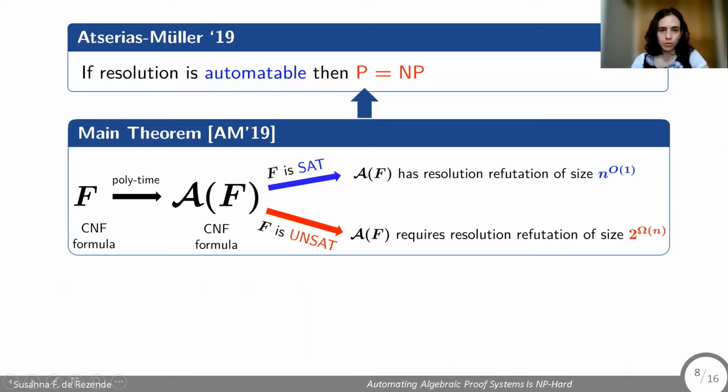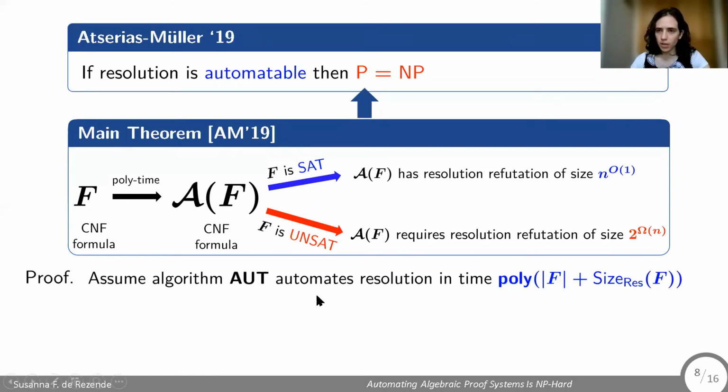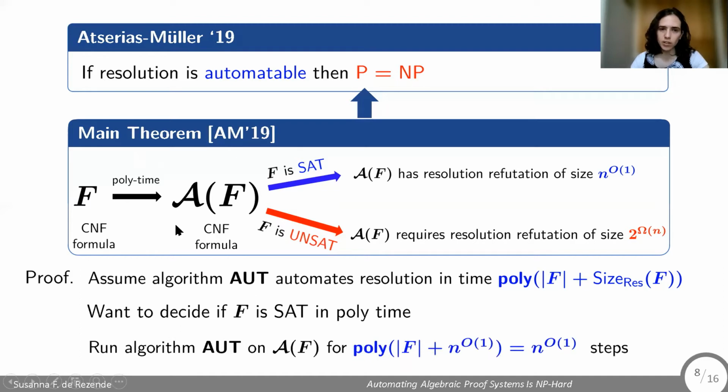So there's a two-line proof. Assume there is an algorithm that automates resolution in polynomial time, calling this algorithm opt. And our goal is to decide whether F is satisfiable in polynomial time. So what we do is we first, in polynomial time, generate this formula A of F. Then we run this opt algorithm on A of F for a large enough polynomial number of steps, so that if F is satisfiable, then opt will find a resolution refutation. But if F is unsatisfiable, it's impossible that it will find a resolution refutation because there is none of polynomial size. So in this way, we can figure out whether F is satisfiable in only a polynomial number of steps.